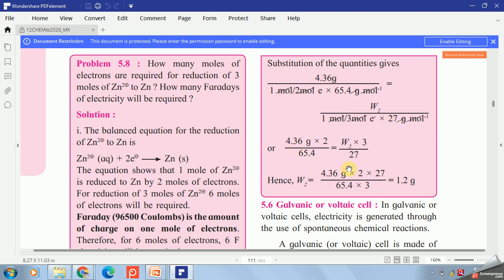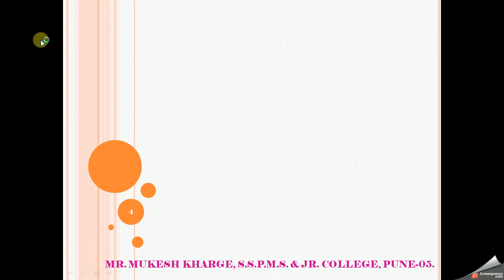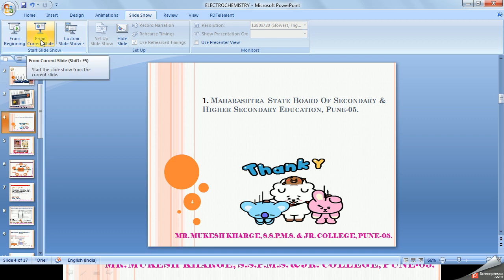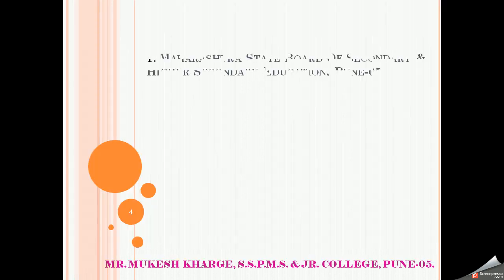So W2 is equal to 4.36 into 2, and this 27 transfers to this side, so it goes to the numerator, 27, divided by 65.4, and we transfer this 3 to this side, so it goes to the denominator. So your answer is 1.2 gram.